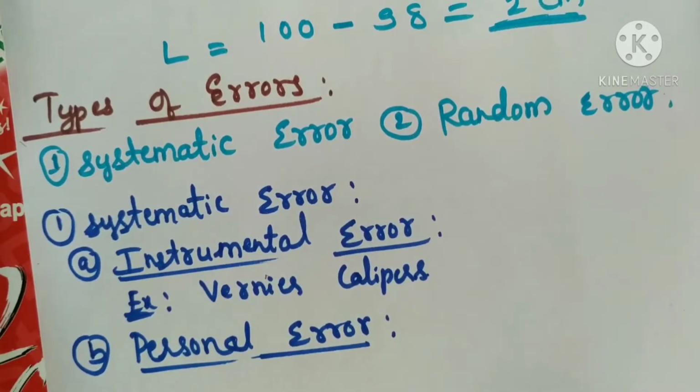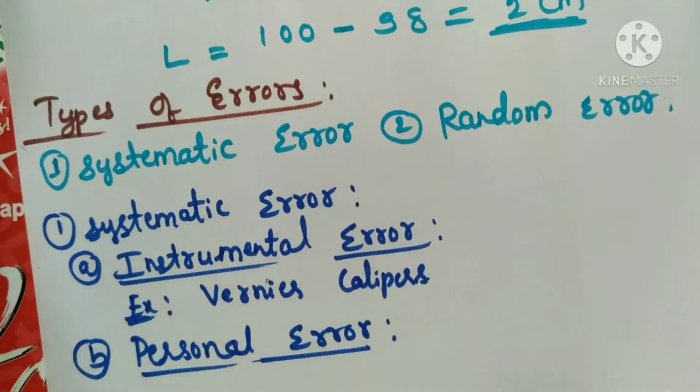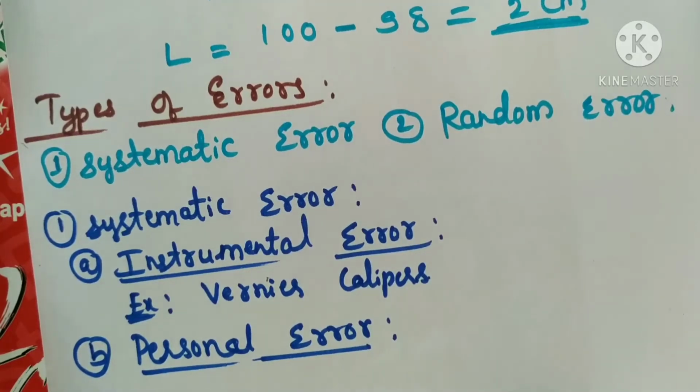Because of the carelessness of an observer it has happened, and that is personal error. So keep it in mind, personal error means the errors occur because of the carelessness of an observer.